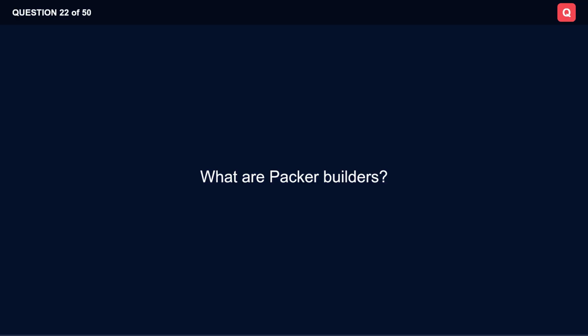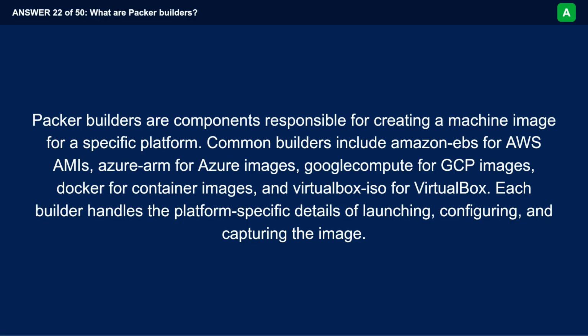What are Packer builders? Packer builders are components responsible for creating a machine image for a specific platform. Common builders include Amazon EBS for AWS AMIs, Azure ARM for Azure images, Google Compute for GCP images, Docker for container images, and VirtualBox ISO for VirtualBox. Each builder handles the platform-specific details of launching, configuring, and capturing the image.